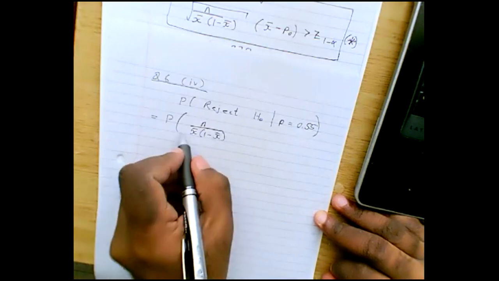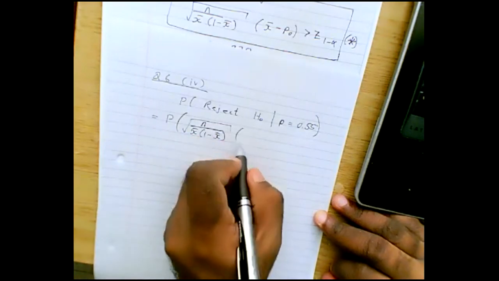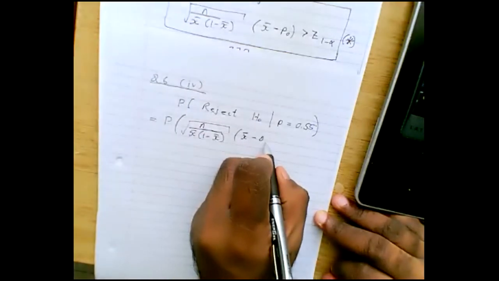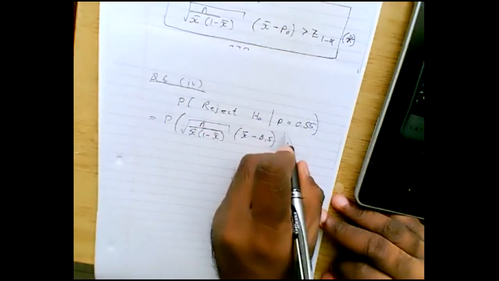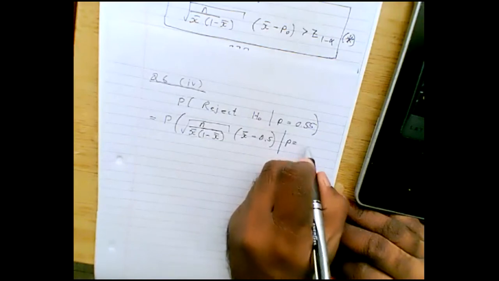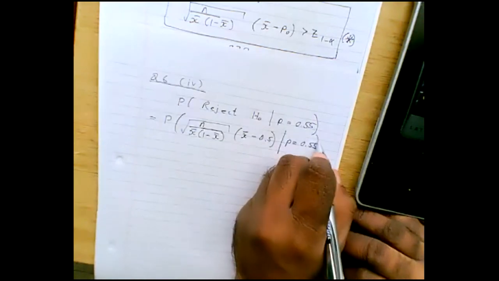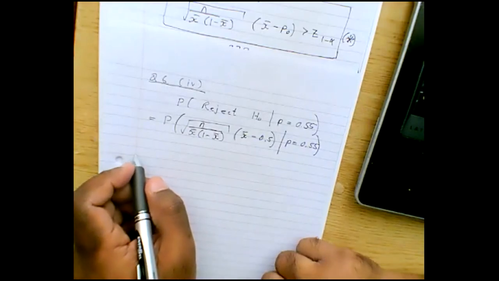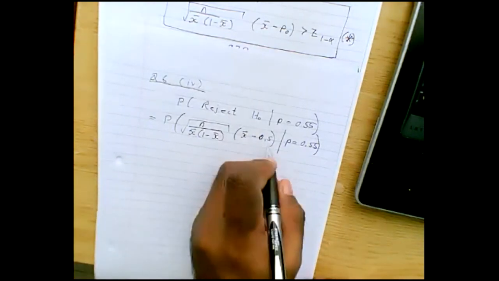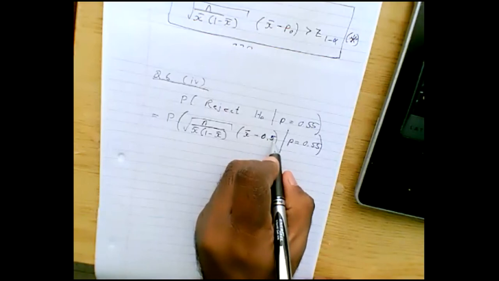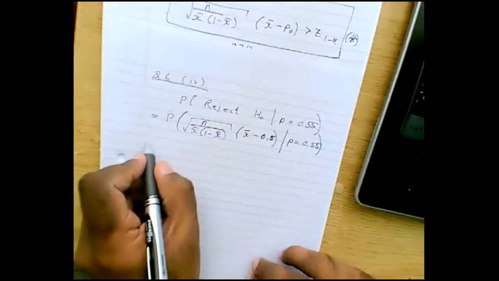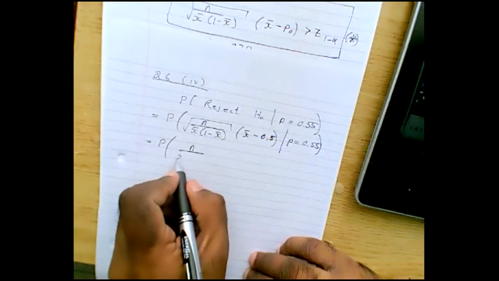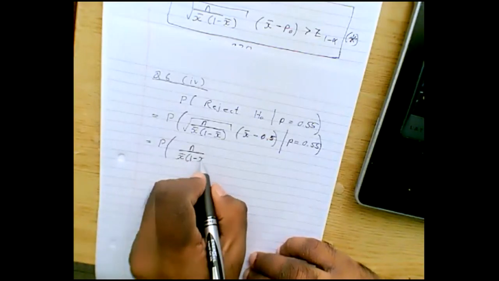Okay, this is all right. X bar is x bar, and p0 is 0.5. Okay, given p equal to 0.55. Now what I'm going to do is, as I did earlier, change 0.5 to 0.55, and you will see why I'm doing this in a second.